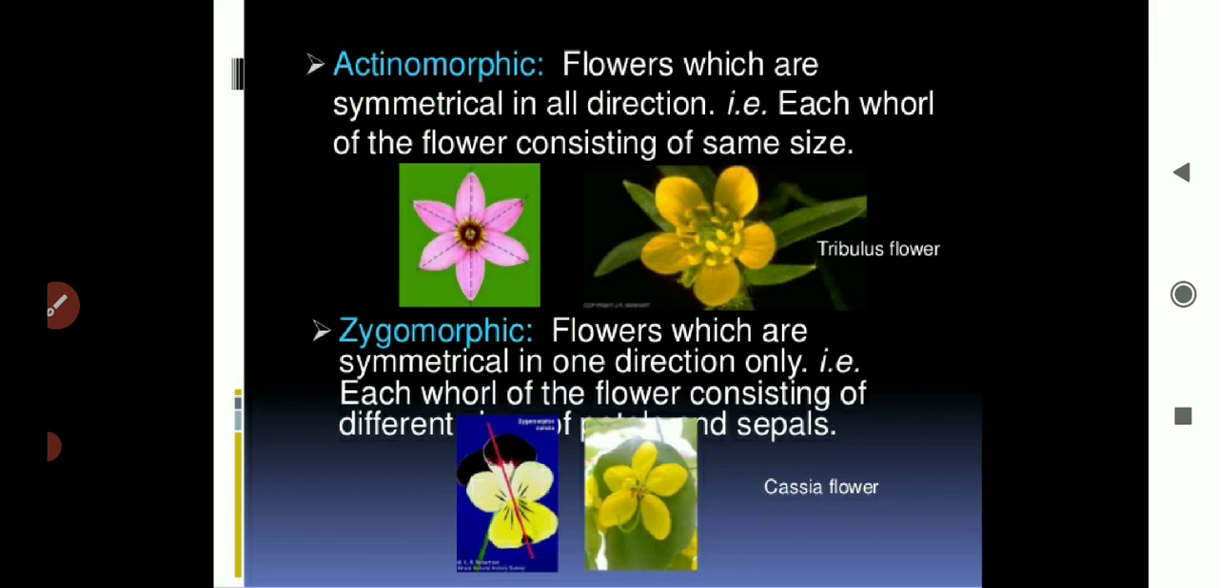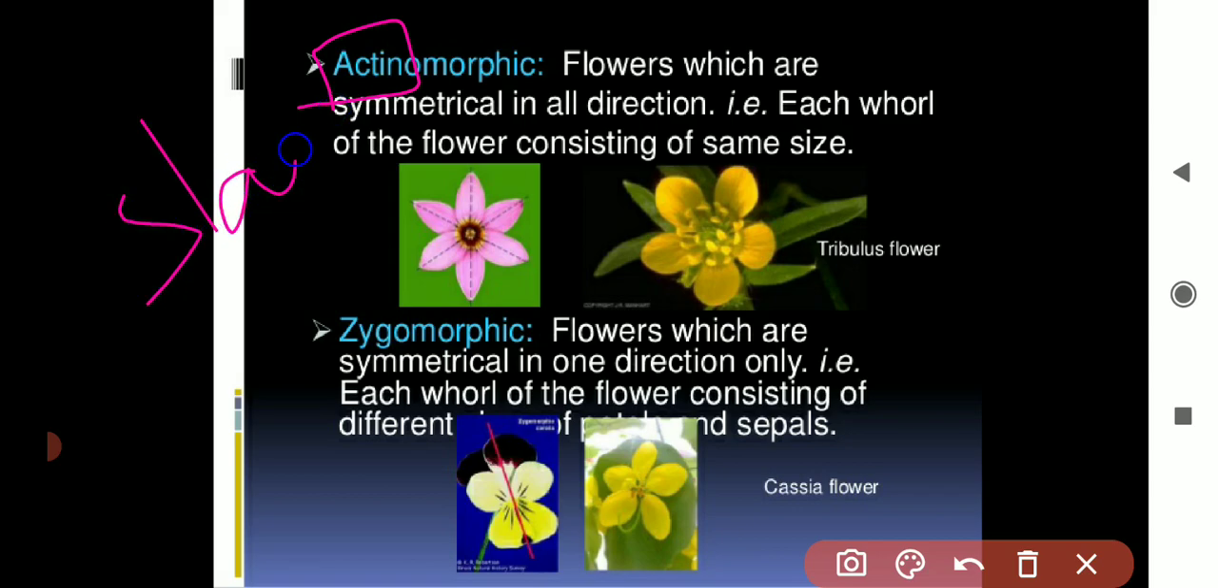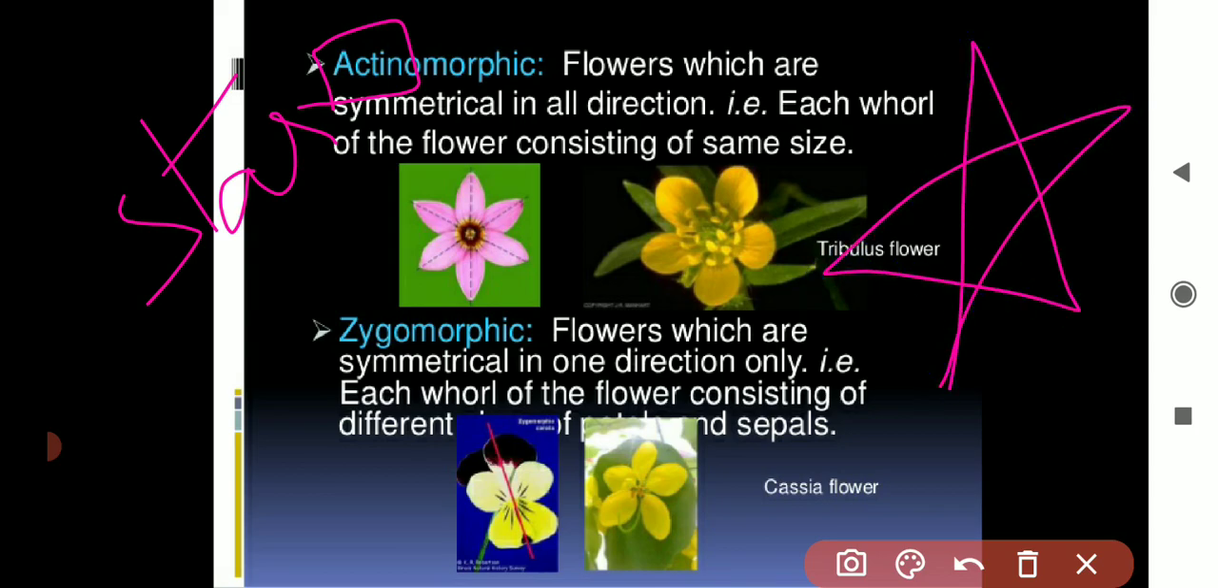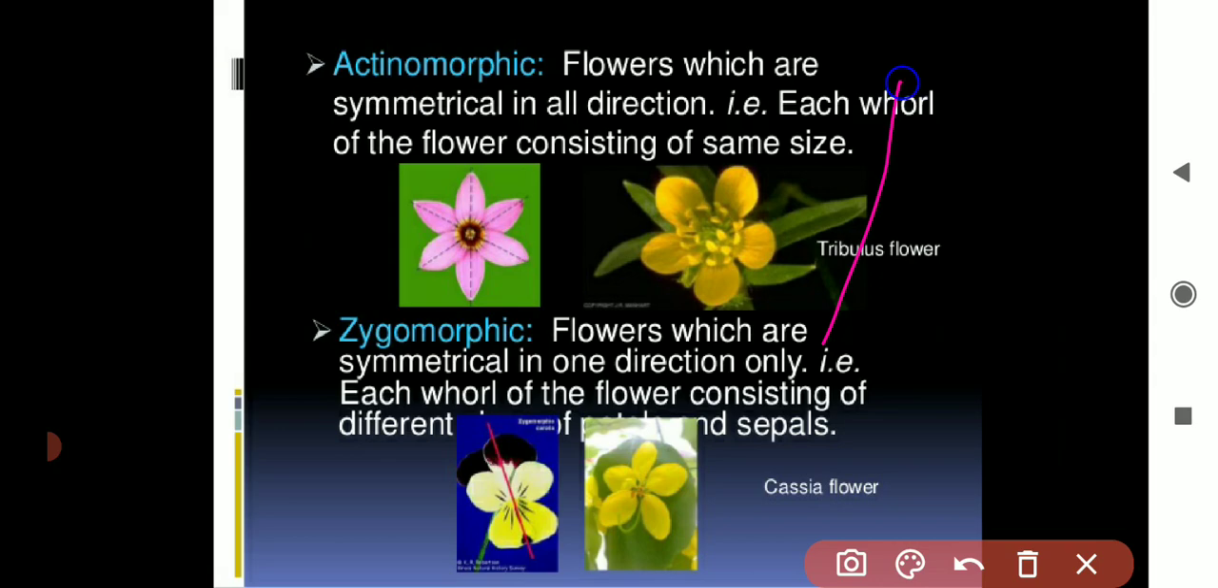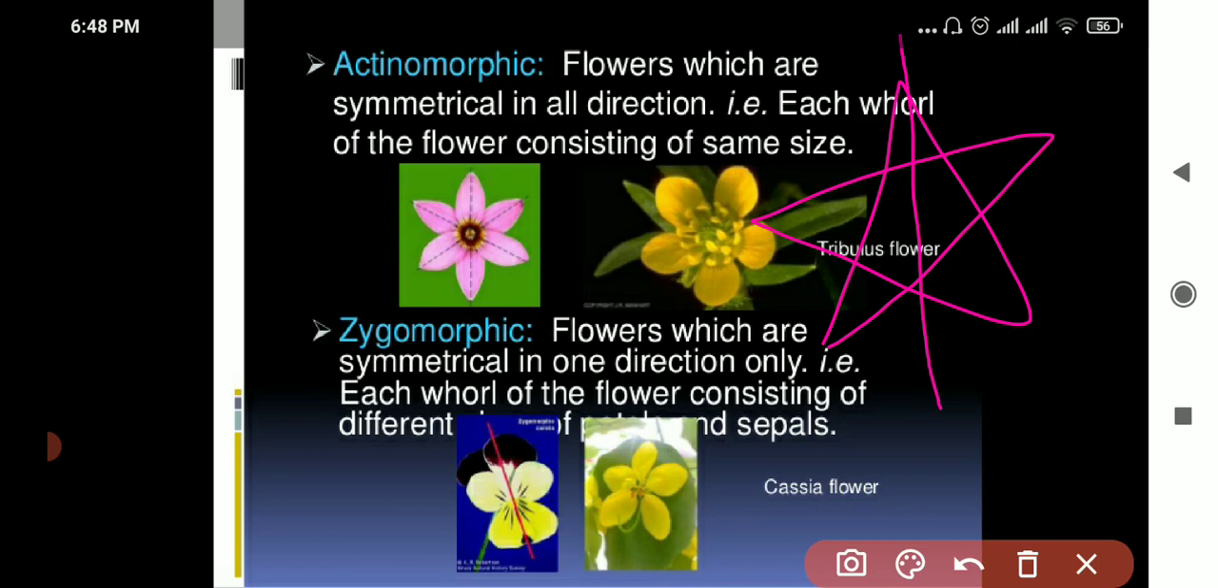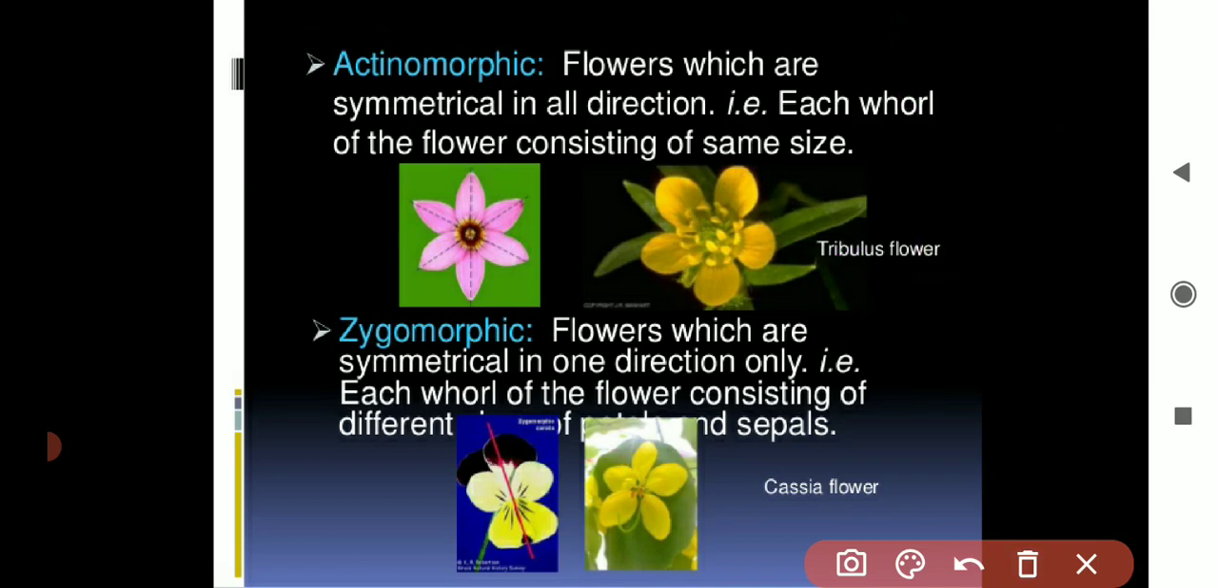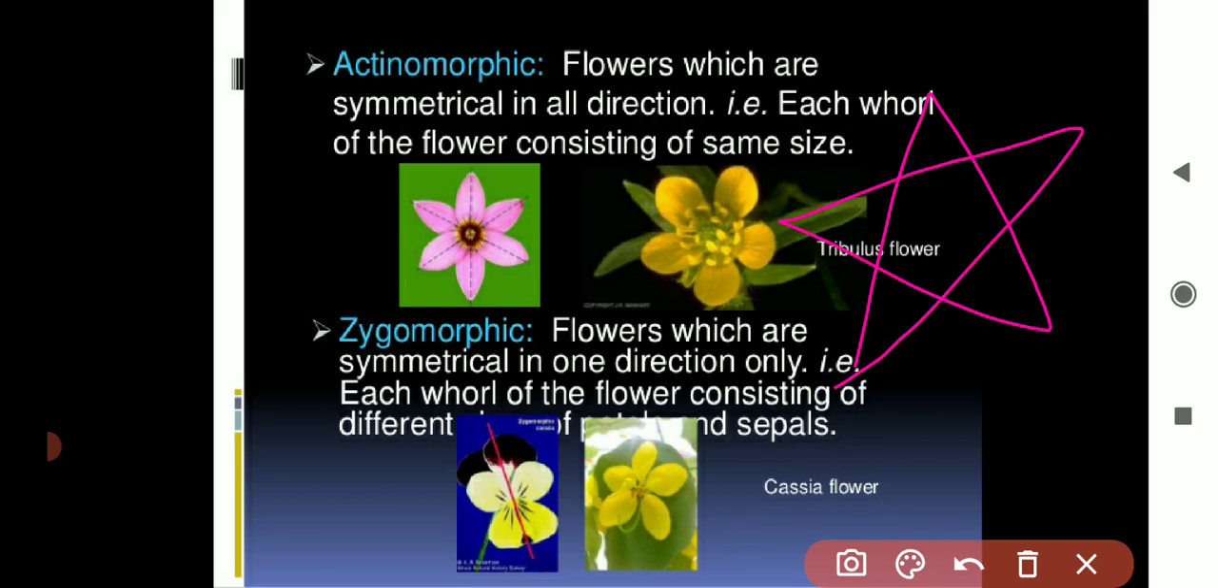Now, actin means star. The word actin means star, okay? So how is a star? It's like this, right? It's a star. I don't know how to draw. So let's say like this, okay, the star. Now if I cut a star like this also, I have equal parts. If I cut the star like this also, I will have equal parts. If I cut it another way also, this direction also, I will have equal halves.